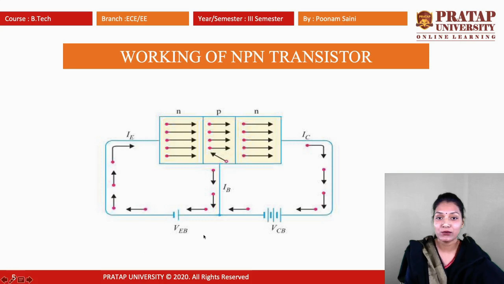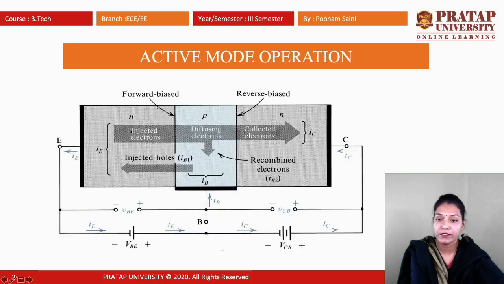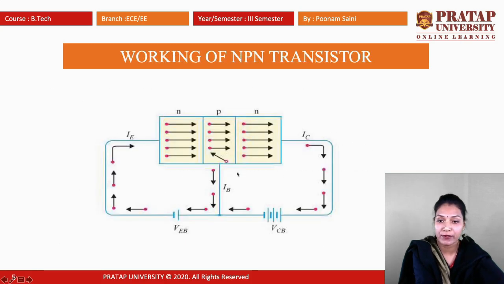Next is the working of the NPN transistor. We have already discussed the NPN transistor. Similarly, this is the active mode. With this current IE, some of the electrons are injected, there is electron-hole recombination, and then the electrons are collected at the collector. In the NPN, the P is sandwiched between the two N regions, and the collector current IC is removed. This is basically the active mode.